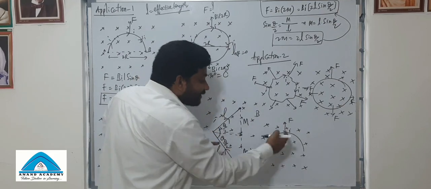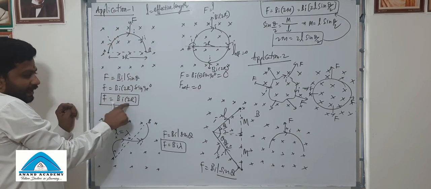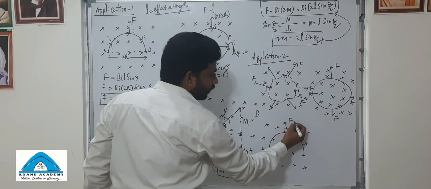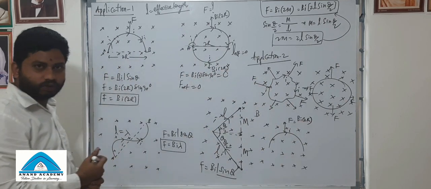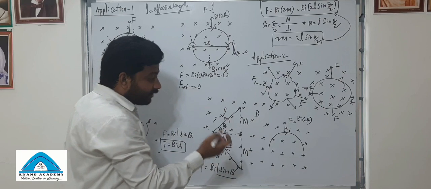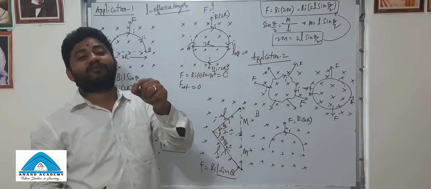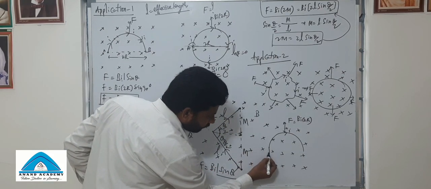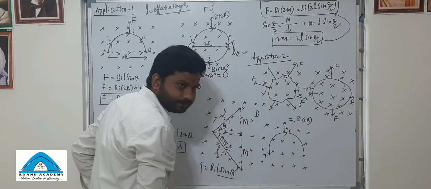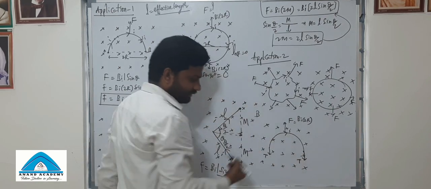So in this case, according to application number 1, what is the force here? B i into 2r. Yes or no? It is B i into 2r. Clear? Now, I told you at each and every point along the length of the string, a tension force will be developed, and at this point, the tension force will be developed like this. At this point, the tension force will be developed like this.